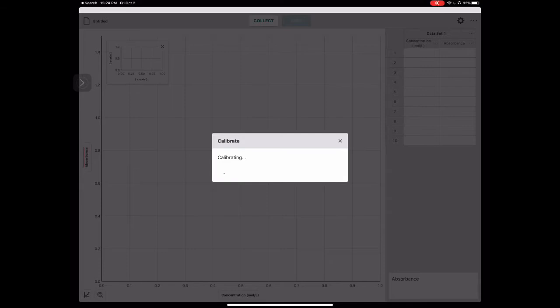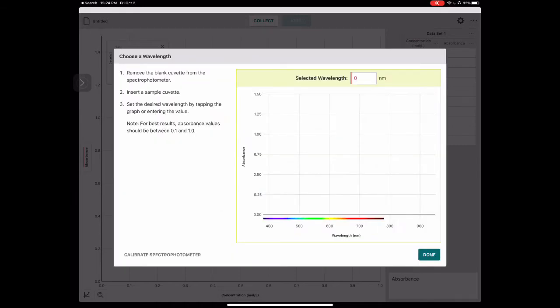Press Finish Calibration. Allow it to set what is essentially the zero, the sample that has only water in it. Then it will show you the beginning of a graph, the baseline, the zero measurement. Now it says remove the blank cuvette, insert a sample, and the sample that we want to use is our stock sample. So we'll take the zero sample out and add our stock sample. That's our 3.74 micromolar, or whichever value you've recorded, sample.